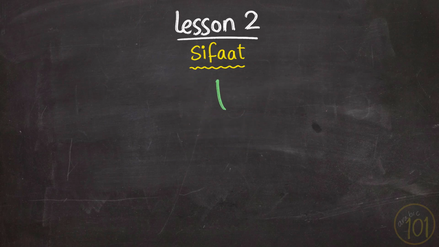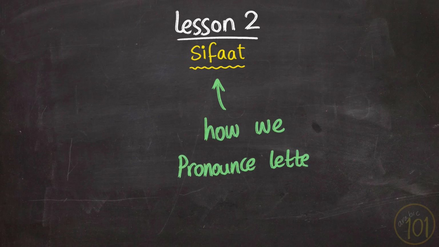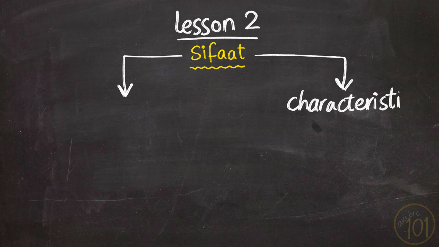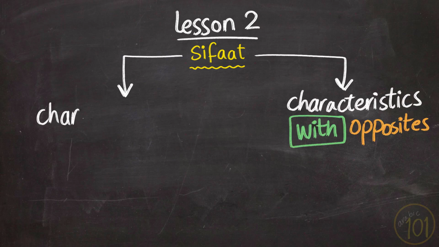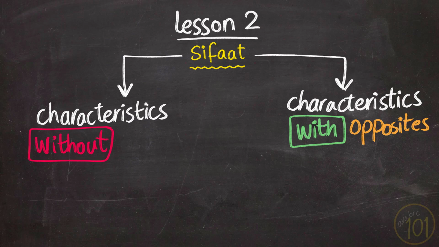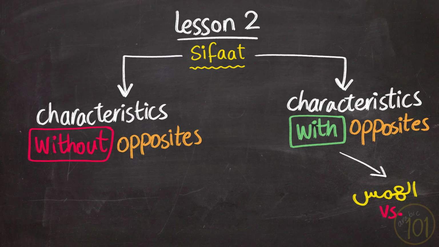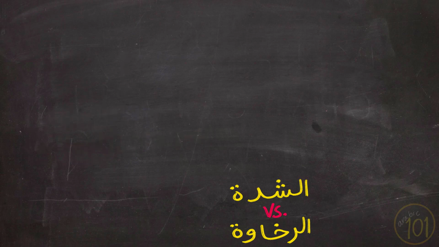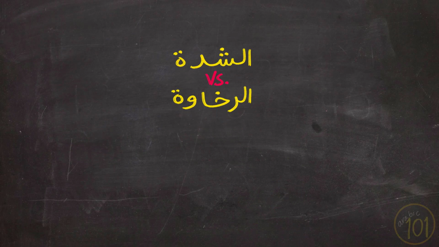Last lesson we learned that Sifat is the way we pronounce letters and that there are two types of Sifat: Sifat that have opposites and Sifat with no opposites. And we started with the Sifat that have opposites and we covered the first couple, which was al-hams versus al-jahr. And today we move on to the second pair, and it is ash-shidah versus ar-rakhawah. So let's get started. So let's start with ash-shidah.